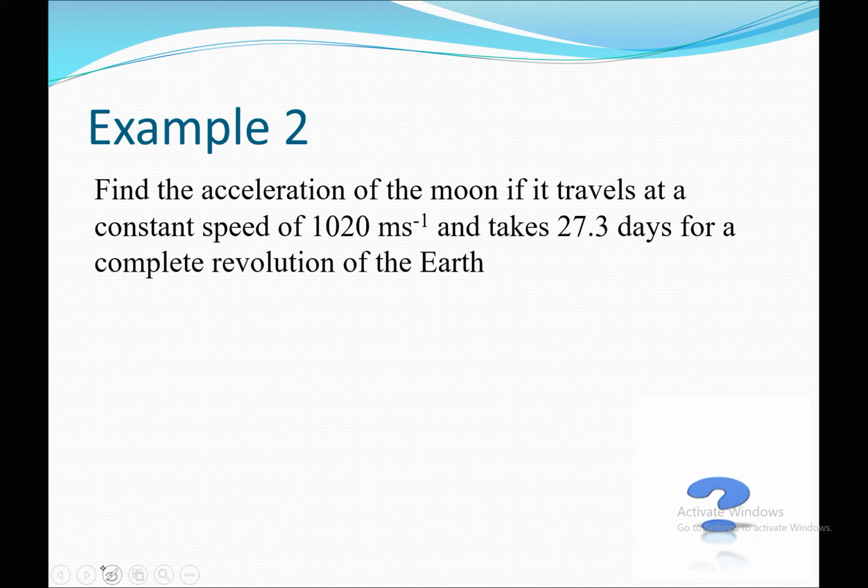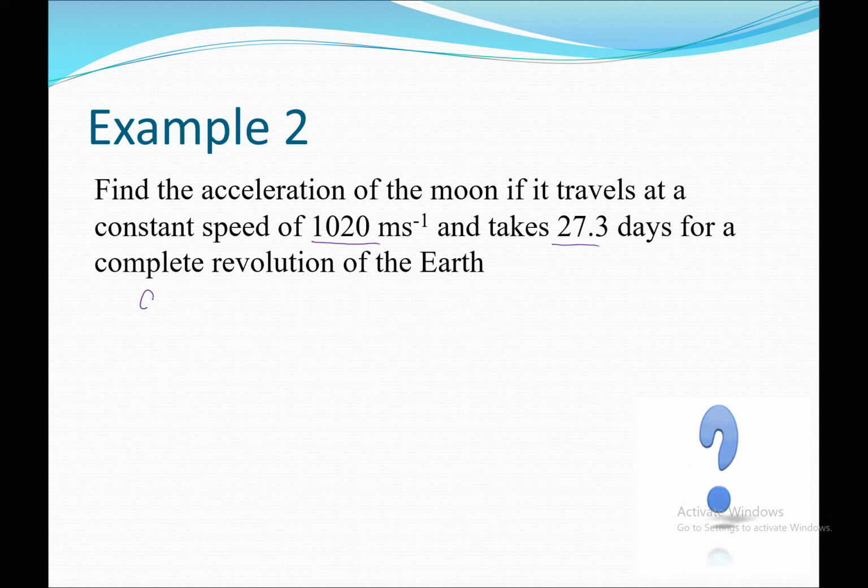Then number two, find the acceleration of the moon if it travels at a constant speed of 1020 meters per second and takes 27.3 days for a complete revolution on the Earth. So we want the acceleration of the moon. They have given us the constant speed. They have given us it takes 27.3 days for one complete revolution. So that is the period.